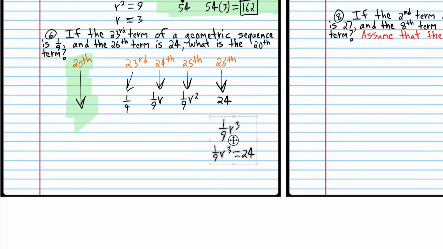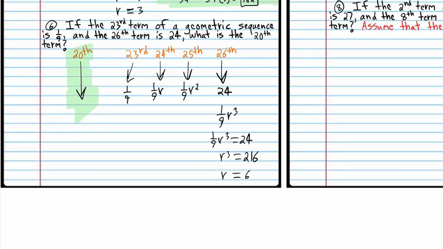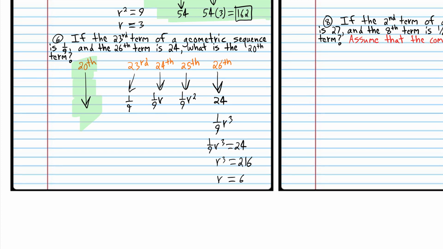If we multiply both sides of that equation by 9, 24 times 9, we get 216. So r cubed is 216. And if we cube root both sides, we get 6. And in this case, 6 has to be positive.